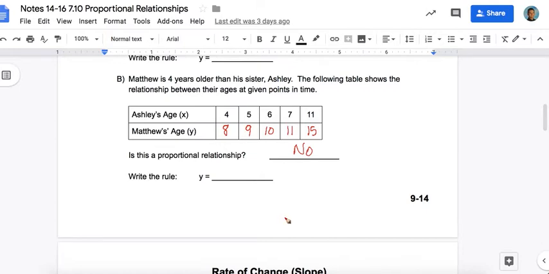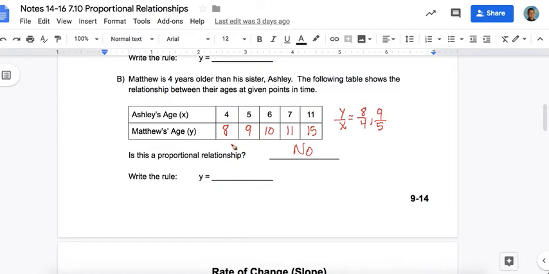So now we've got to figure out the rule. And before I figure out the rule, let me show that it's also not proportional by comparing the y over x, because that was another way we learned above. And let's look at a couple. 8 divided by 4 is what? 2, right? Is 9 divided by 5 2? No. And then I could go on and on. Is 10 divided by 6 2? No. 11 divided by 7? No. Okay, as soon as I get one that isn't the same ratio, then I know it's not proportional.